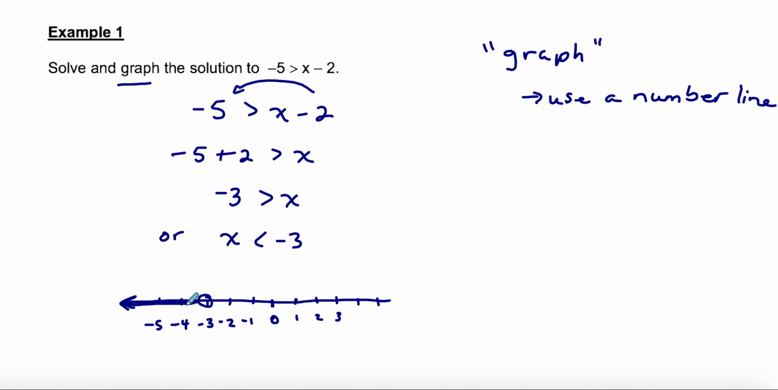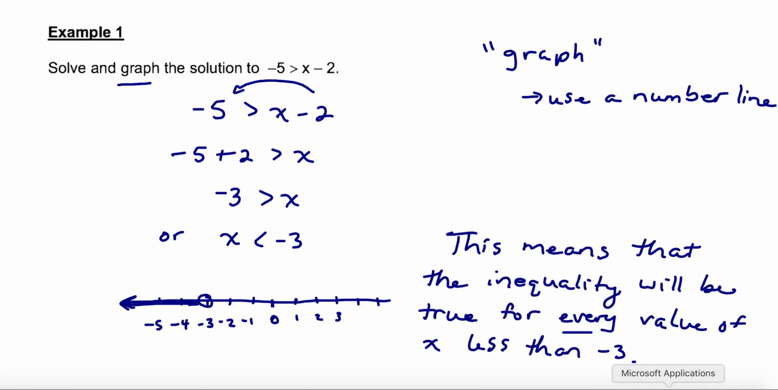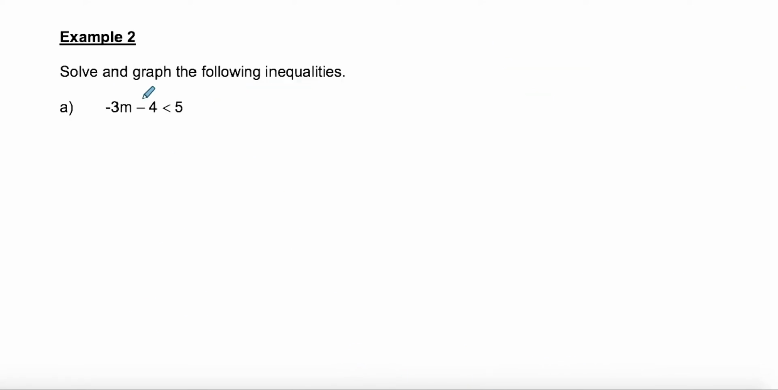What that means is my number could be something like negative 100. It could be negative 4.5328. It's anything less than negative 3, including all decimals in between. So this means that the inequality will be true for every value of x less than negative 3. Example 2 on the next page.